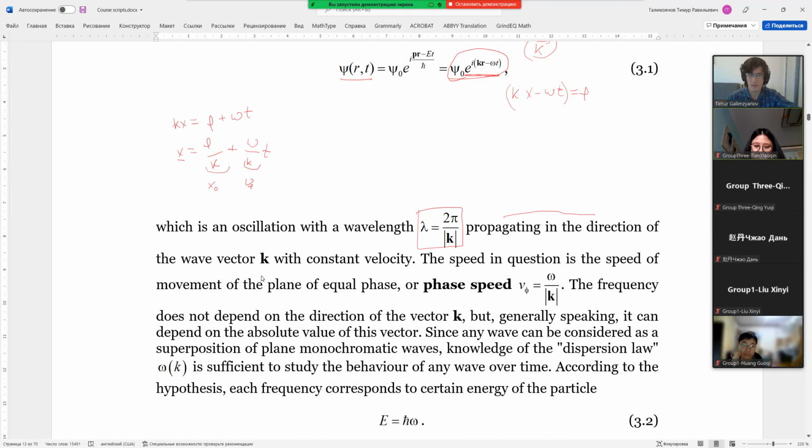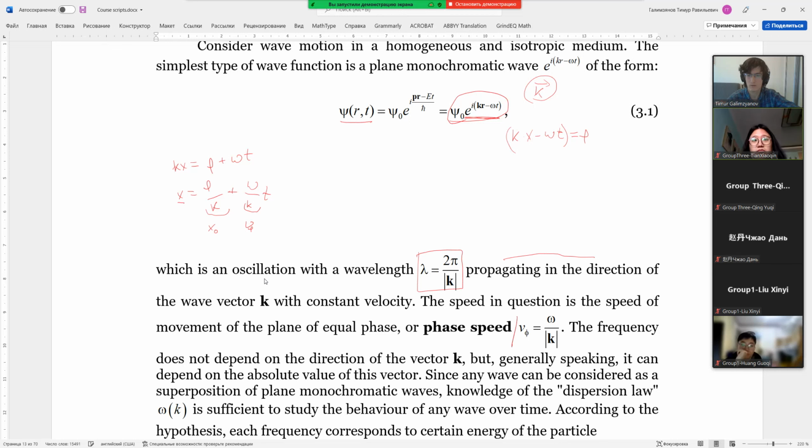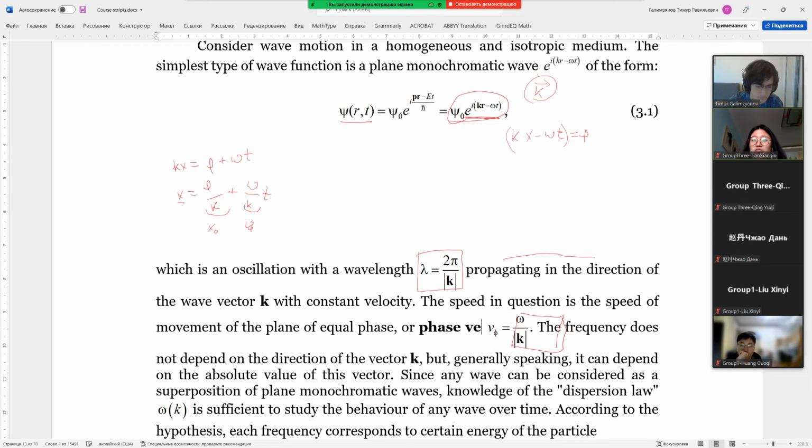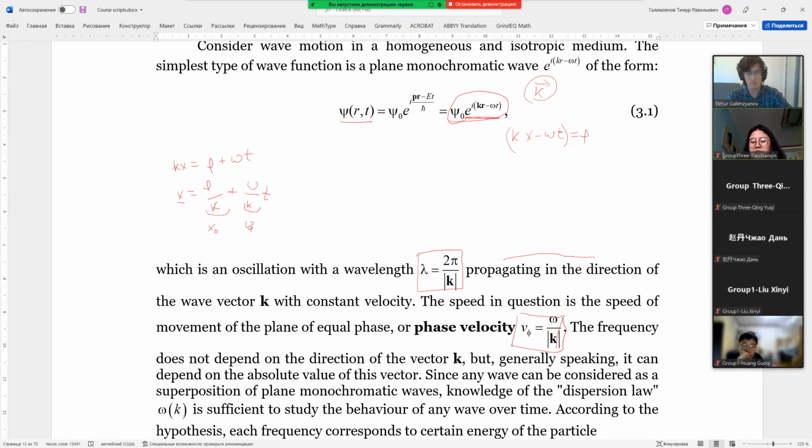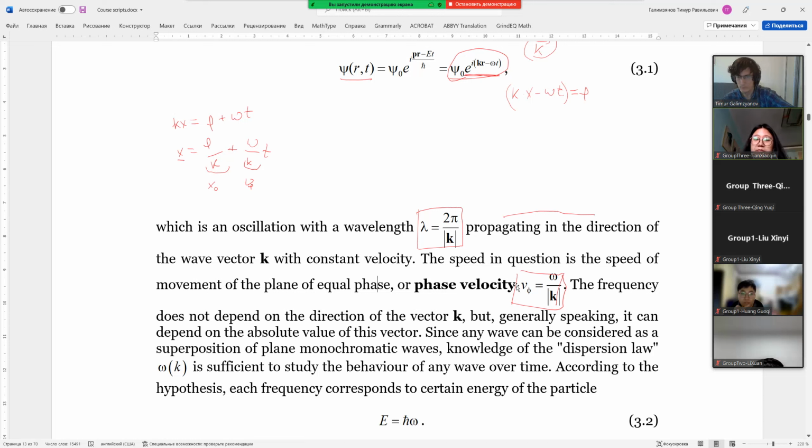So the phase propagates with velocity omega divided by k, and in three dimensions we should divide by the absolute value of k. It's called the phase speed, phase velocity. It's not a speed, but a velocity, the phase velocity. I should apologize for my script, because it's just a very first draft. It's Google Translate from my Russian script, so there are plenty of translational mistakes there.